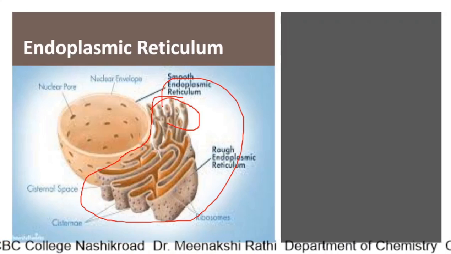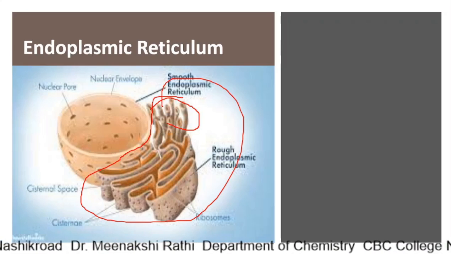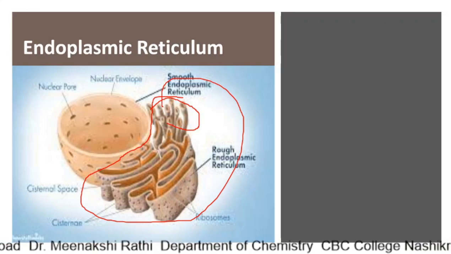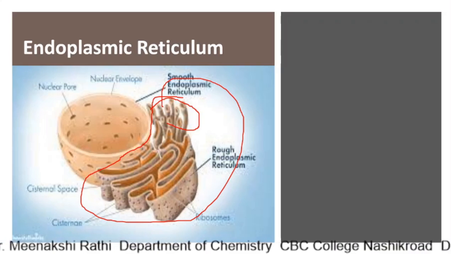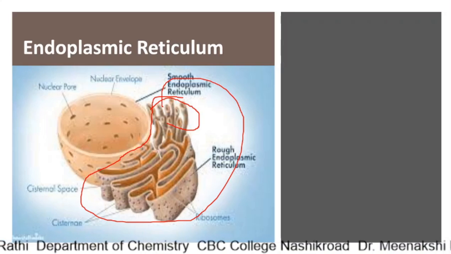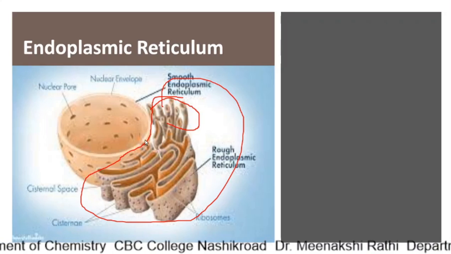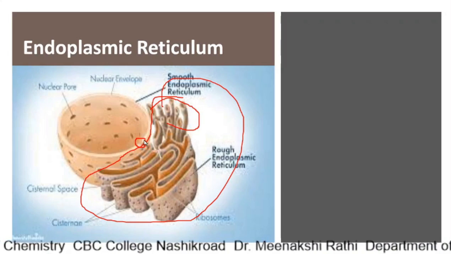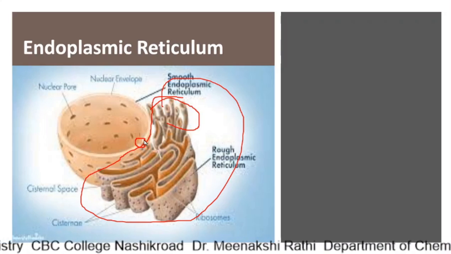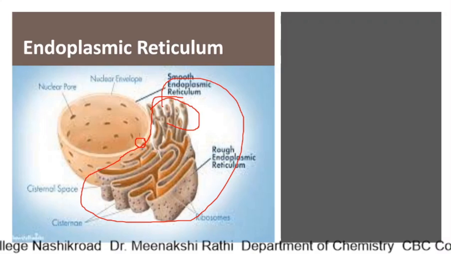These endoplasmic reticulum, it is a thread-like structure and it extends from the nuclear membrane or nuclear pores. You can see this is nuclear pores. It extends from nuclear pores to the plasma membrane.